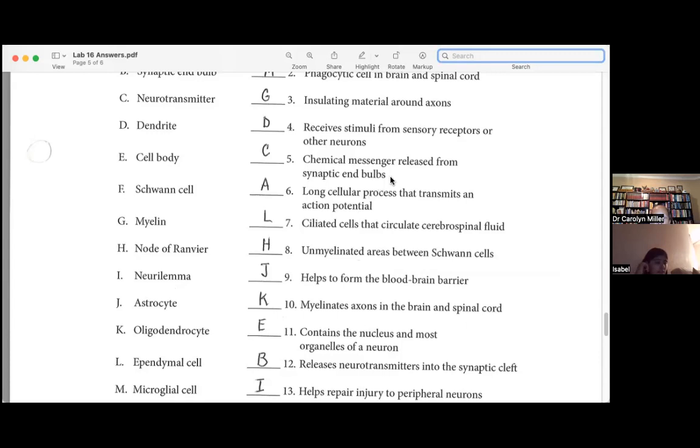And this test, Lolly, is just like the others. True, false, matching, fill in the blank, short answer.